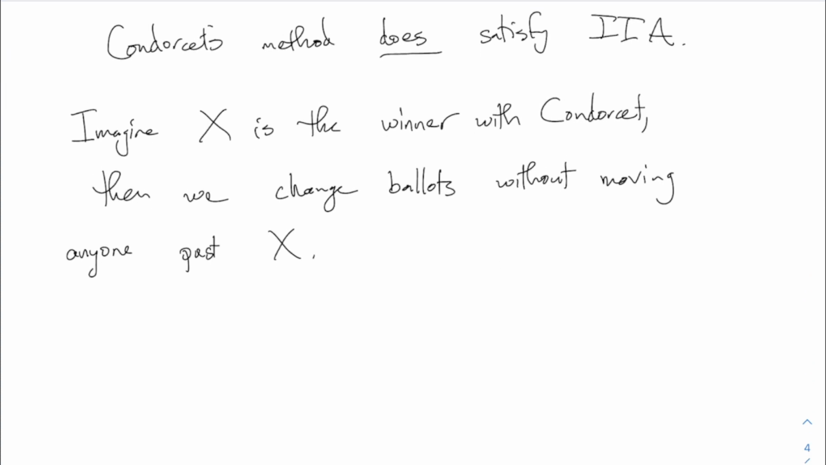Remember, that means that X wins all of its individual pairwise matchups. And if you change ballots, but you don't move anybody past X, that is, everyone who used to be under X is still under, and everyone who used to be over X is still over, would you agree that actually this cannot change any of the pairwise matchups? The reason for that is that it's all about pairs and how the votes do compared to that winner.